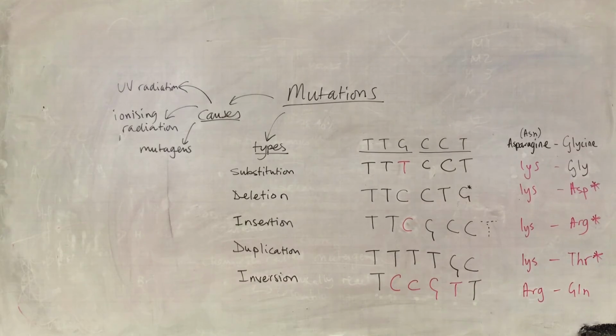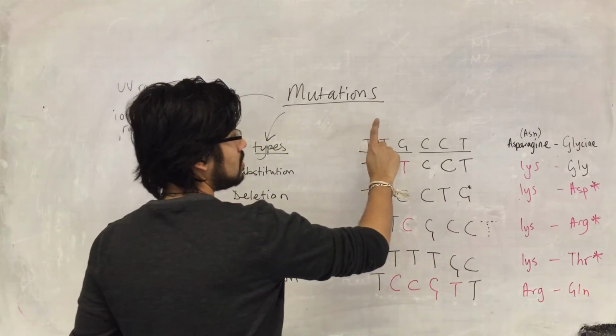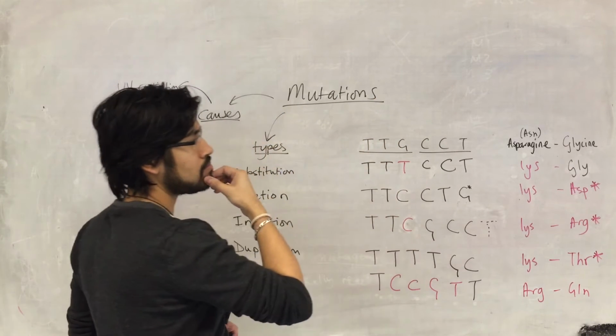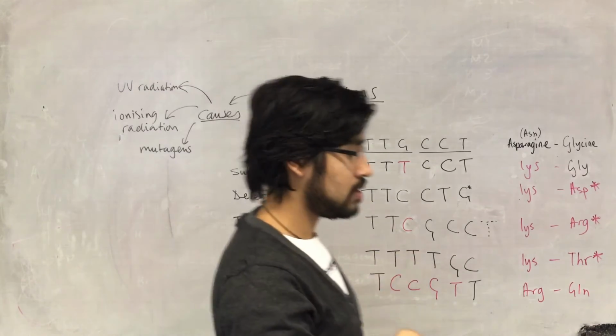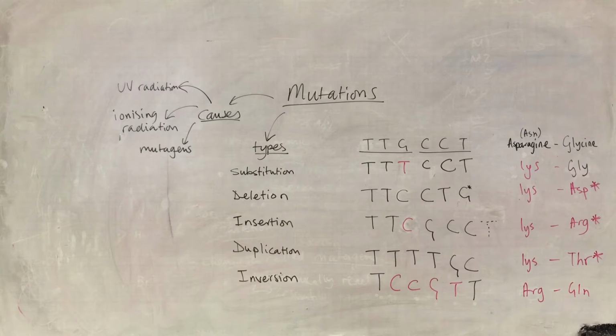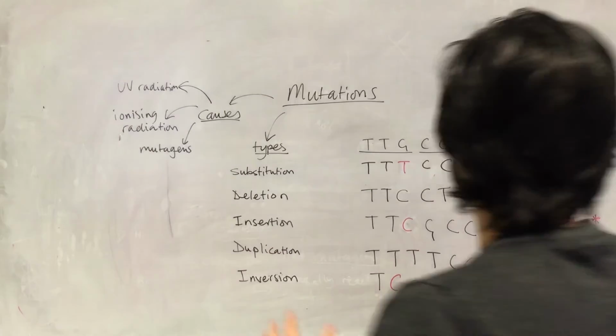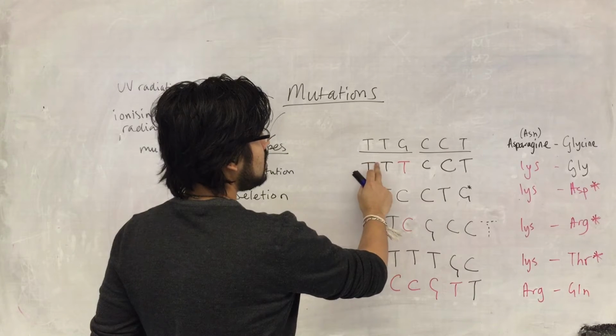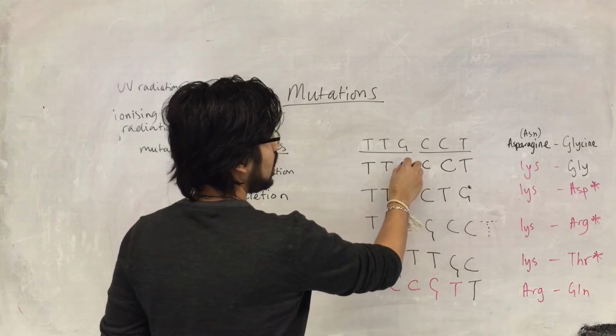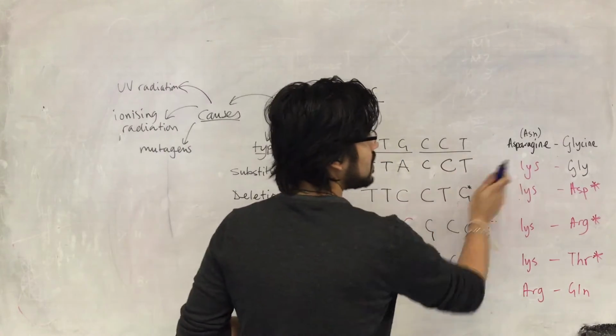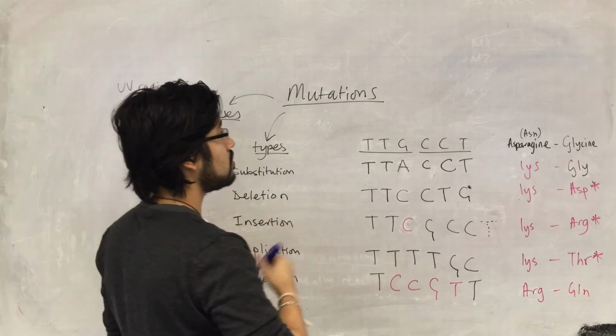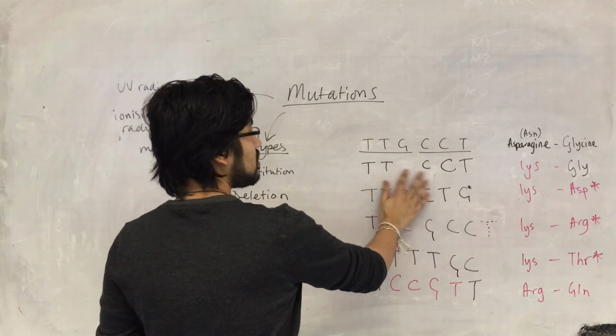Now, if we had changed it to TTA, we had TEG, okay, so if we had changed this to TTA, we would have got the same amino acid because of the degenerate nature of the genetic code. Okay, so that's another level.